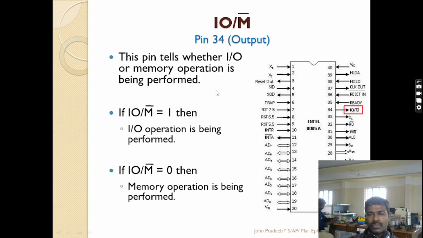Next is IO/M bar, another control signal. IO means input output, and M means memory. M is an active low signal, and IO is an active high signal. If IO/M bar is equal to 1, then the operation is an IO function. If IO/M bar is equal to 0, then memory operations will be performed.